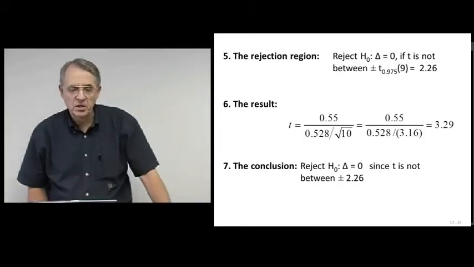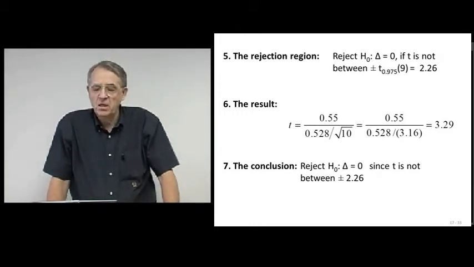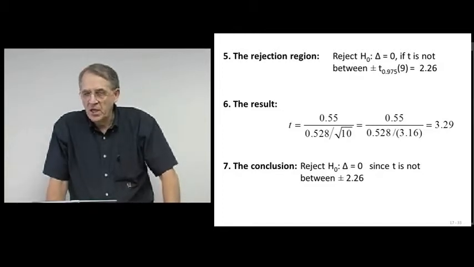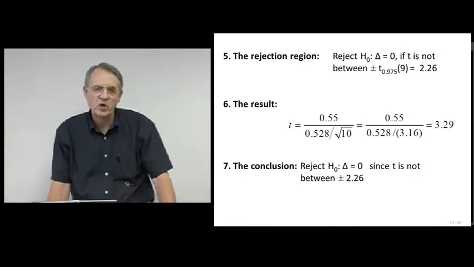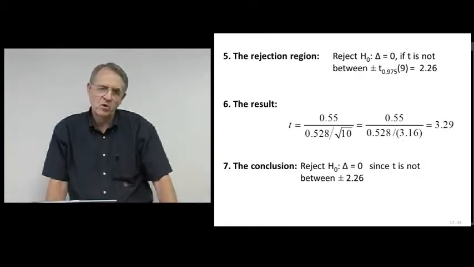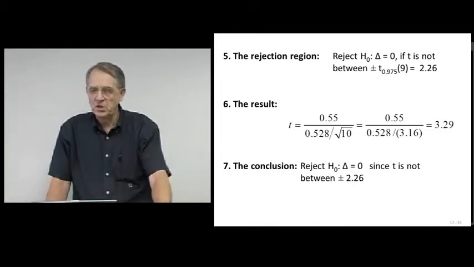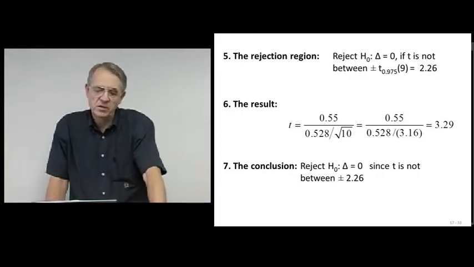So if we finish our calculations, the rejection region is: we're going to reject the null hypothesis that delta is equal to 0 if t is not between plus or minus t sub 0.075 with 9 degrees of freedom, which is 2.26. Now, why 9 degrees of freedom? We have 20 numbers here, 10 before and 10 after. Well, that's true, but we only have 10 differences, and we're using the differences as our unit of analysis, so to speak. So we have 9 degrees of freedom.